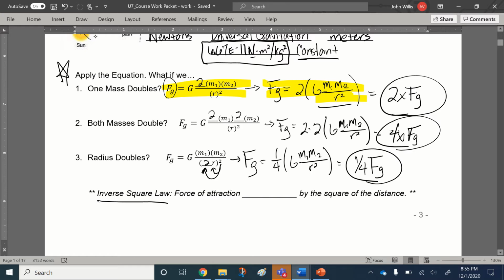The force of attraction decreases by the square of the distance. That is the main idea, and that's the part that will trip everyone up, right? So if you double your distance, you get 1/4. If you triple your distance, you get 1/9.